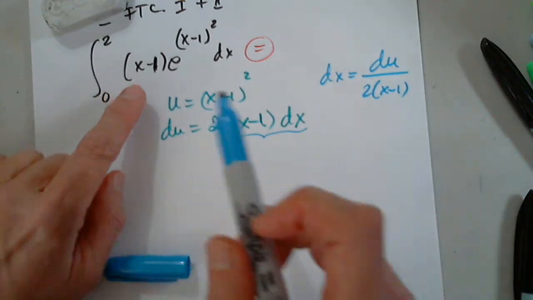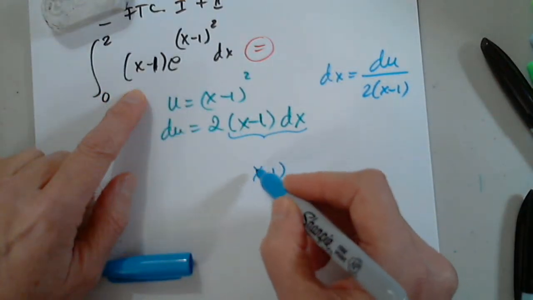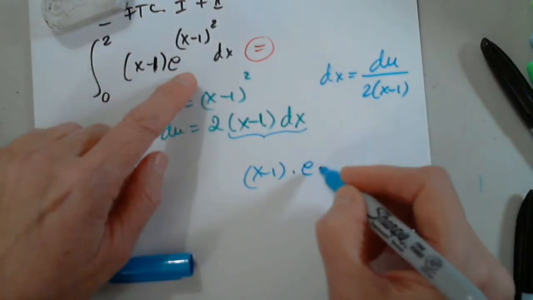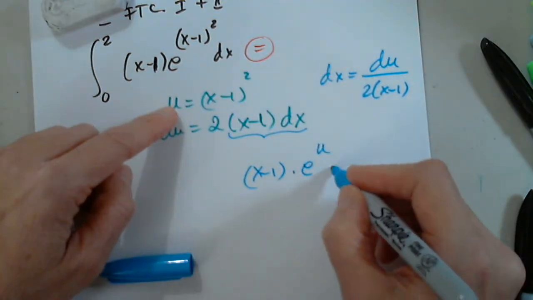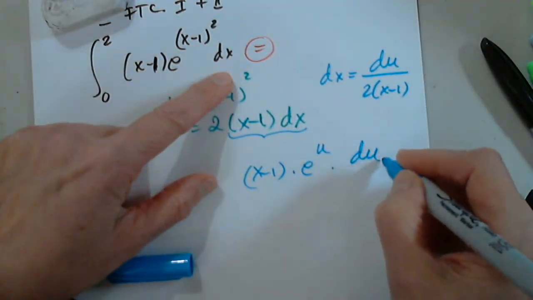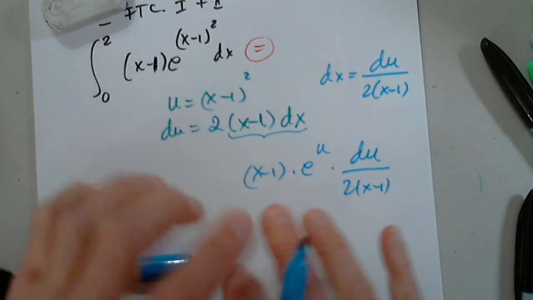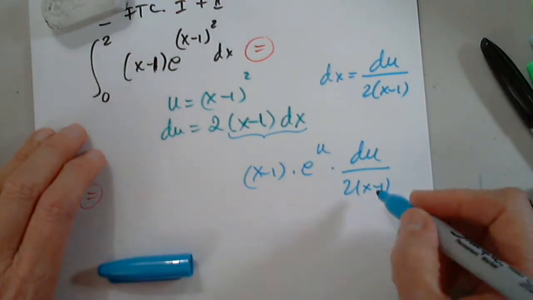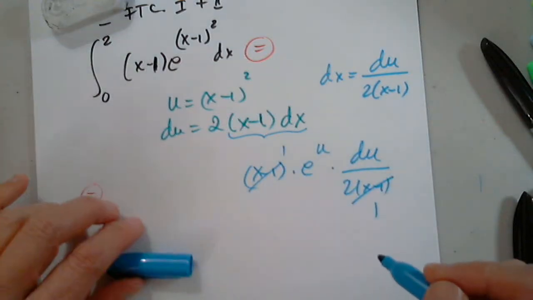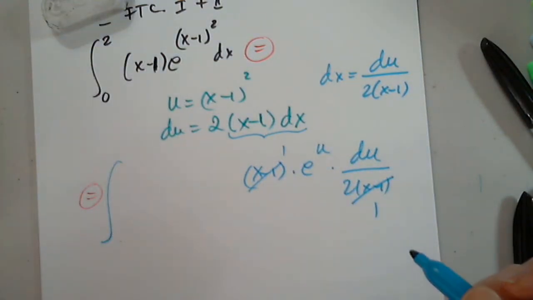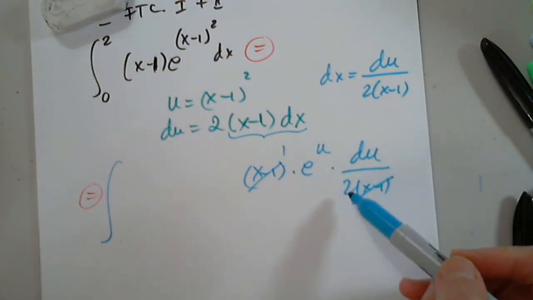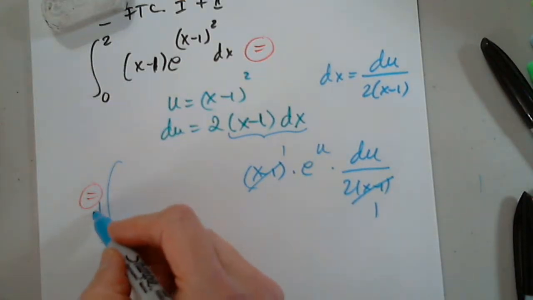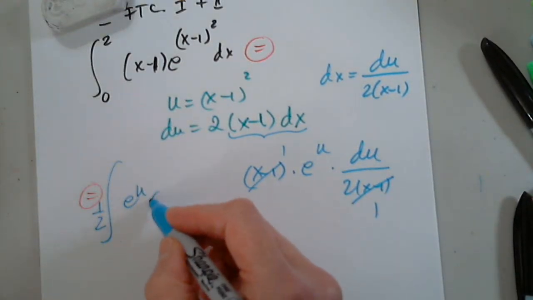So I'm going to do it on the side. I have x minus 1, I have e to the u, and I have dx, which is this. But please do not put this in an integral. Then you will simplify this with this, and you will get e to the u over 2, which goes in front anyway. So it's e to the u du.